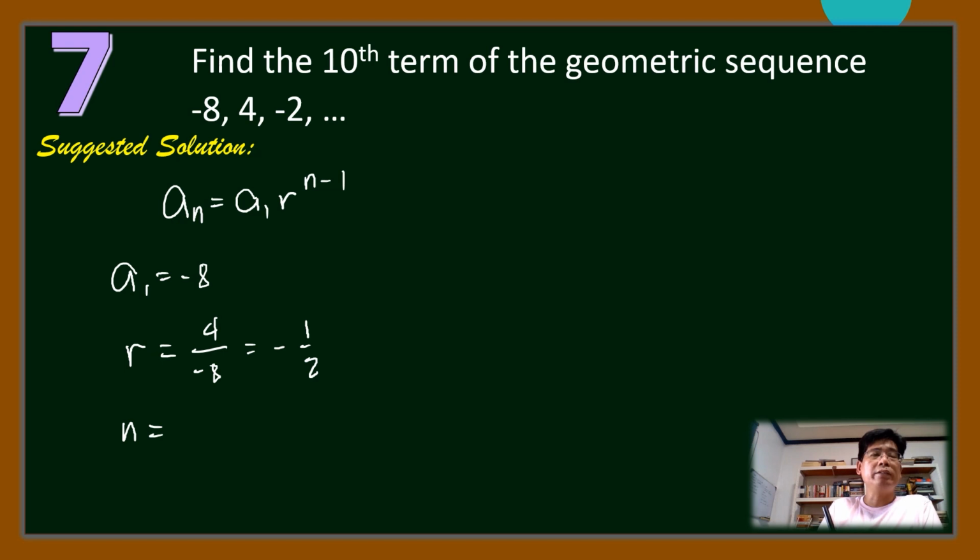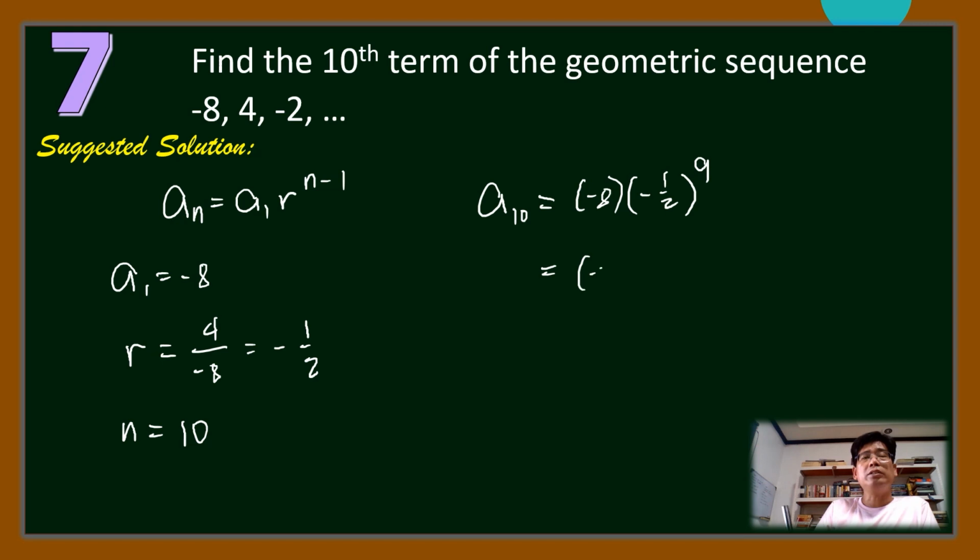Since we're looking for the nth term, n is equal to 10. So we have a sub 10 is equal to negative 8 times the common ratio raised to 9. That is from 10 minus 1. We know that negative 8 is negative 2 raised to 3. And by rule of exponent, negative 1/2 raised to 9 can be written as negative 2 raised to negative 9.